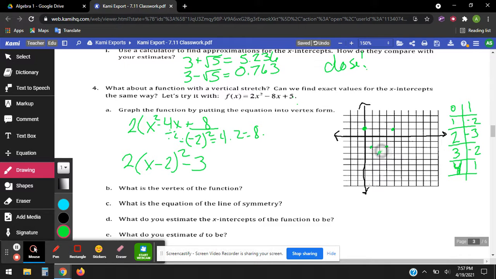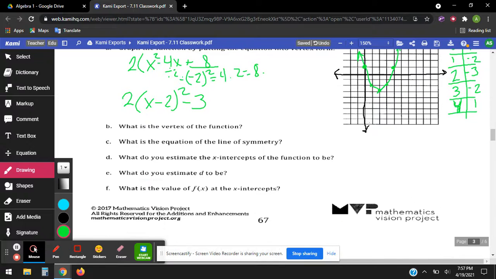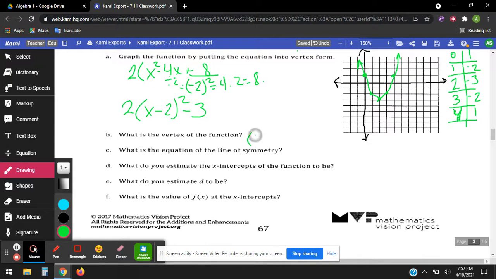Okay, so again, I'm going to try to be as exact as I can on these. All right, so what is the vertex of the function? We said it was 2 comma negative 3. Equation for the line of symmetry. Draw that in. So it's our x equals 2.